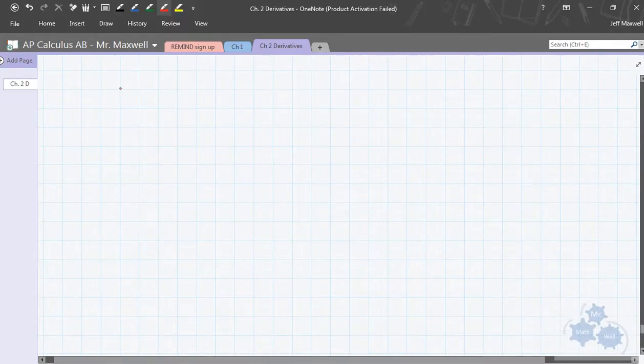It's okay. This is going to be some pretty basic examples here. So let's do this one. F of x is 5 minus 3x to the power of 7.